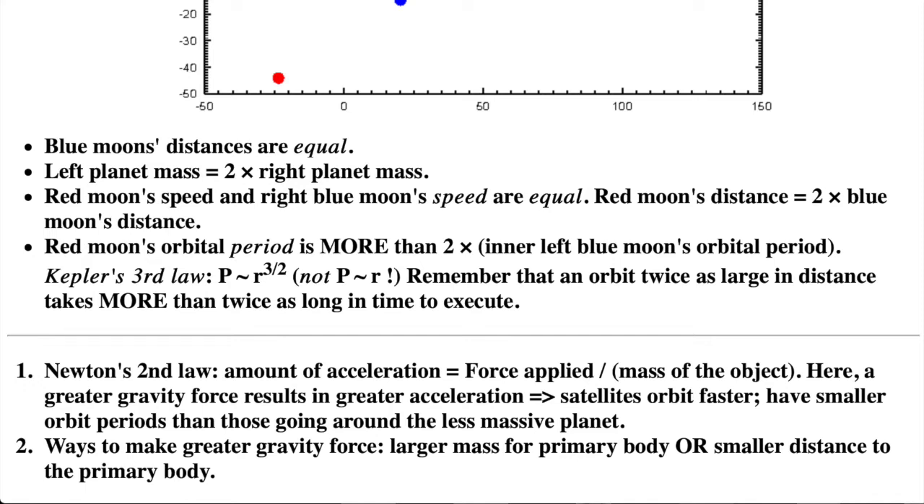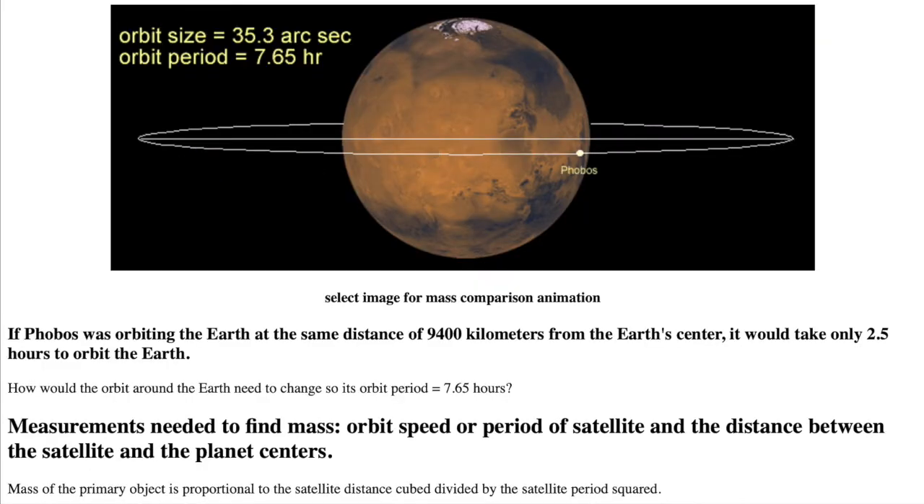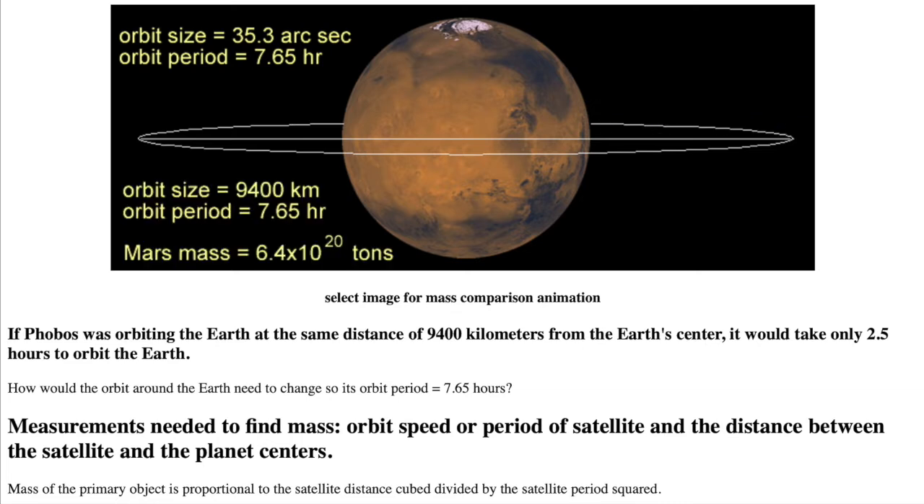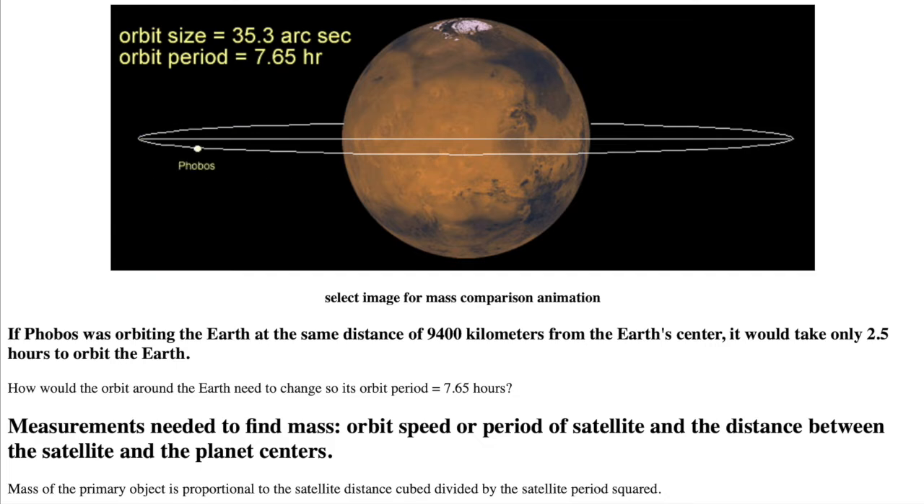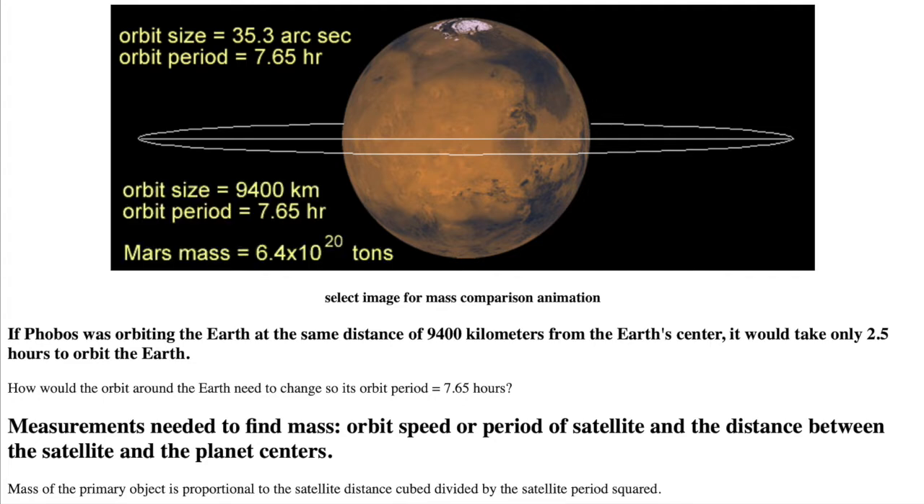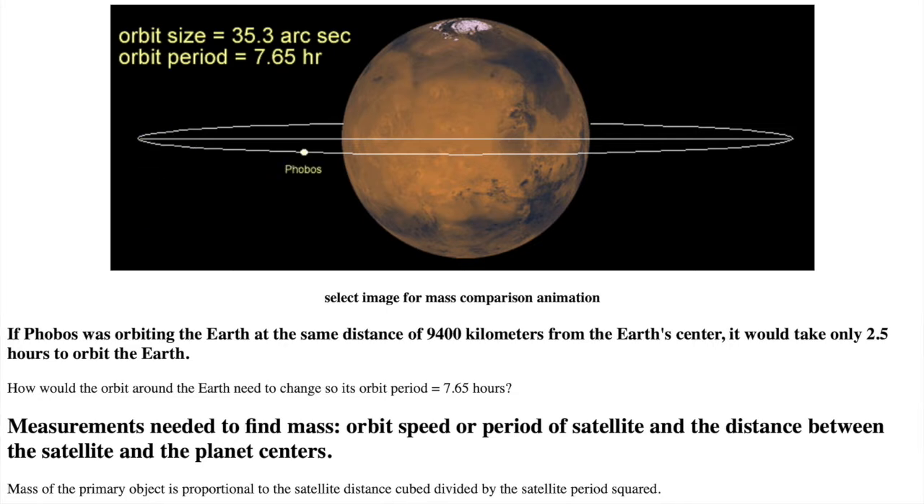So to make a greater gravity force, you either increase the mass of the central primary body or you make the orbit smaller. If Phobos was orbiting the Earth at the same distance of 9,400 kilometers from Earth's center, Phobos would take just 2.5 hours to orbit Earth instead of the 7.65 hours it takes to orbit Mars. Would you make the orbit around the Earth bigger or would you make it smaller? So Phobos' orbit period equals 7.65 hours.